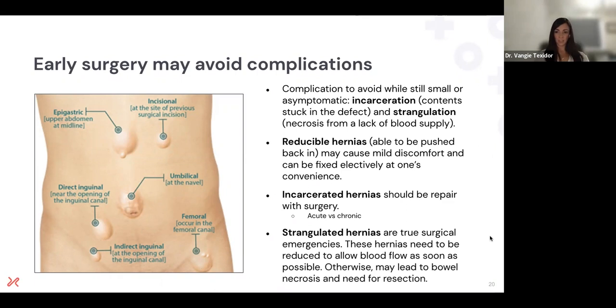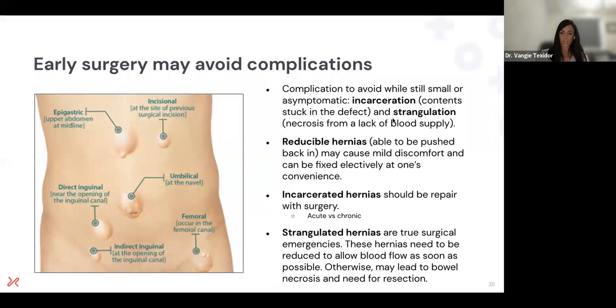So in general, even when they're small, we want to know if they're incarcerated or strangulated, so we can avoid this. When a hernia is incarcerated, it means you have some tissue stuck in your defect, in your sac. If this incarceration is acute, they're going to tell you, they're going to come with pain. They're going to tell you, I have a bulge that comes in and out, and suddenly today it popped out when I sneezed, and I was not able to push it back in.